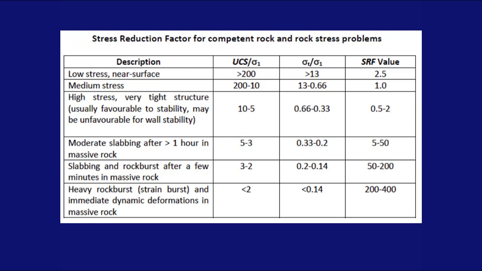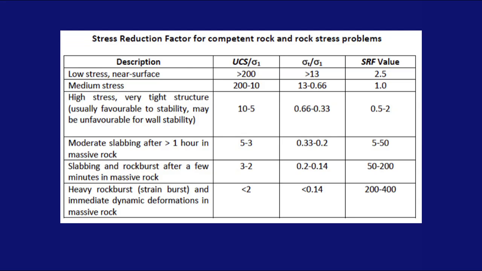So, for example, if you have a rock mass in quartzite, quartzite being a pretty strong rock with a strength of 200 megapascals typically, and that's at a depth of 1,000 meters, where the stress could well be something like 25 megapascals or a little bit higher. You can see that UCS over sigma 1 would be 200 divided by 25, which is going to give you a value of 8. And that will fit then into that third row down: high stress, very tight structure, usually favorable to stability, maybe unfavorable for wall stability. And the corresponding SRF value there would be between 0.5 and 2, depending on your engineering judgment of the stability conditions.